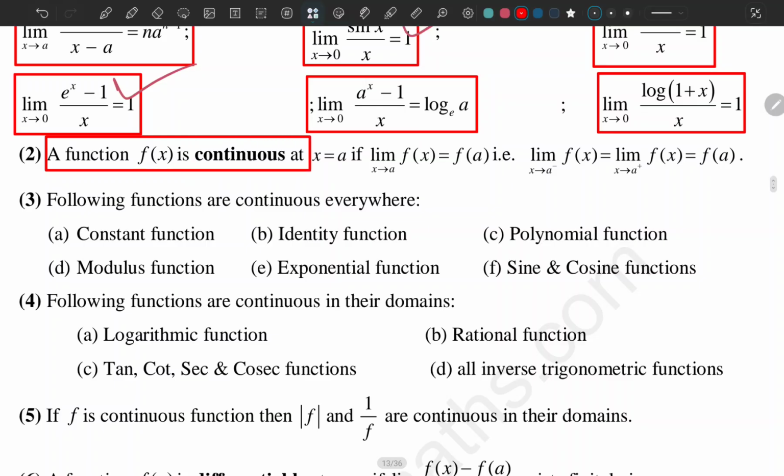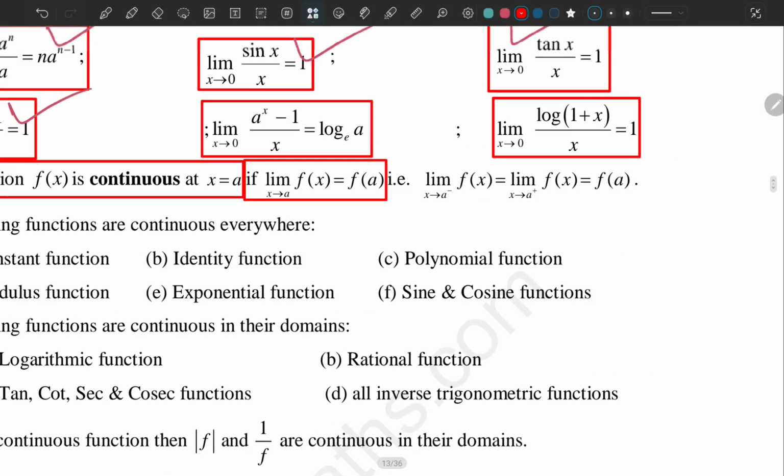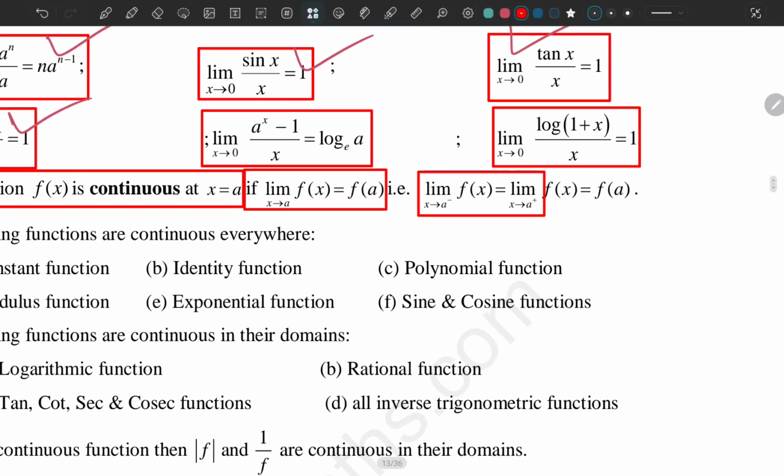A function f of x is continuous at x equals a if and only if the limit x tends to a of f of x equals f of a. That is, the left hand limit should be equal to the right hand limit, and that too equals the function value at that point. Limit x tends to a minus of f of x should be equal to limit x tends to a plus of f of x, and that too equal to f of a.